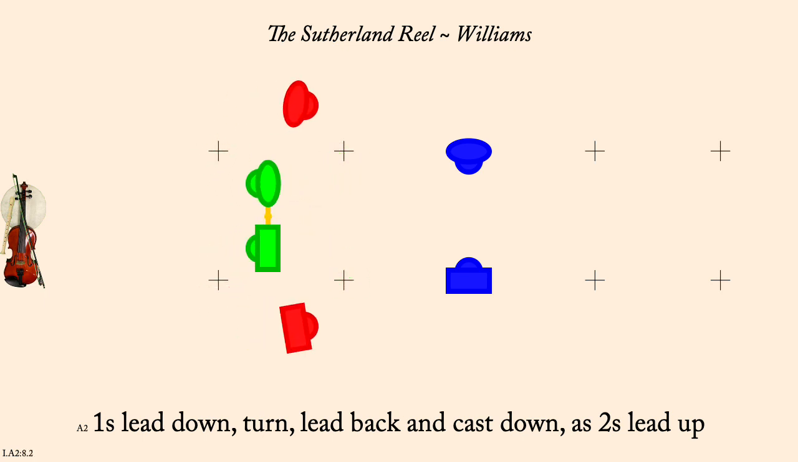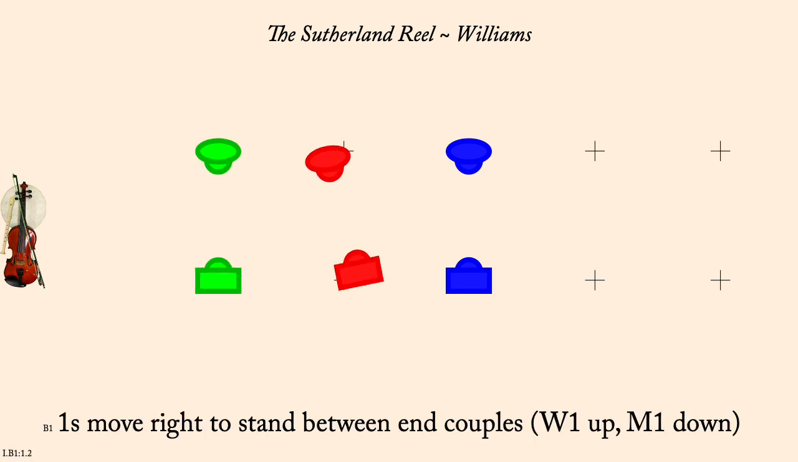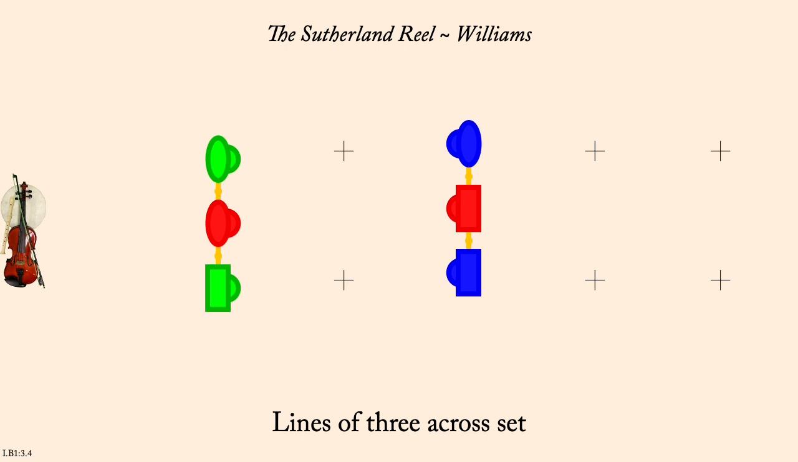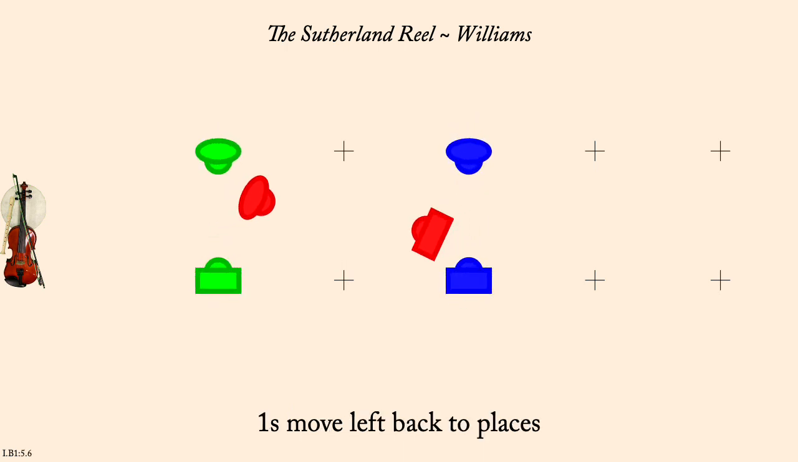Ones move right to stand between end couples. Lines of three across set. Ones move to places. Lines of three on the sides set.